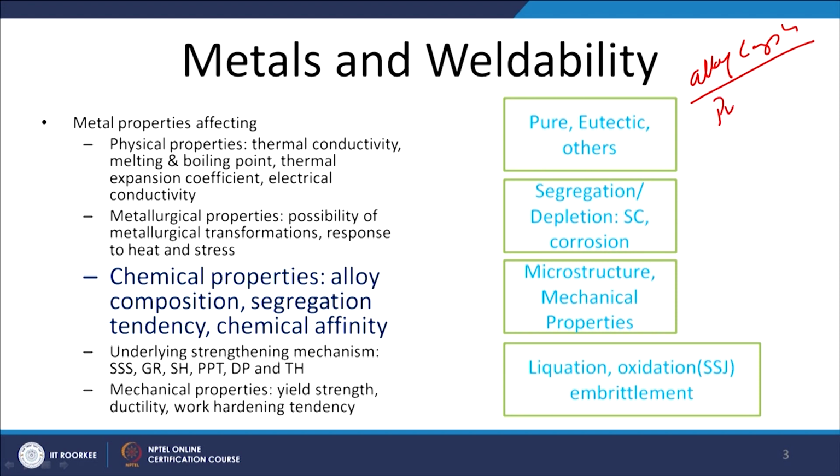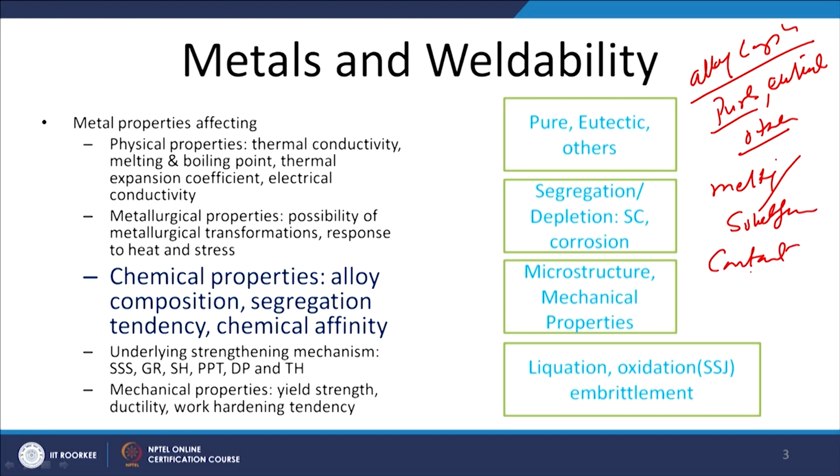Metal can be pure or it can be of the eutectic composition or other composition. So, we know that the pure metals and the eutectic alloys of the eutectic composition will be melting and solidifying at a constant temperature, at a single temperature. So, this is a very good side where the solidification starts and ends at one temperature.